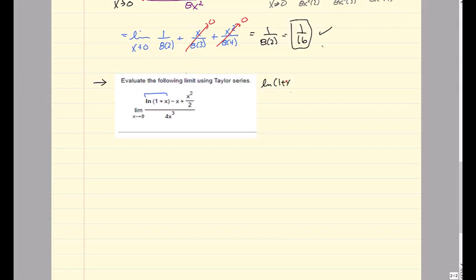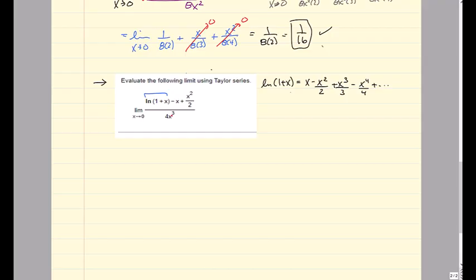So if you look on your Taylor series sheet, the one that's at the beginning of this lecture, I have the natural log of 1 plus x is equal to x minus x squared over 2 plus x cubed over 3 minus x to the 4th over 4. And the x to the 4th over 4 is not actually on that Taylor series sheet, but you can see what the pattern is and fill it out.